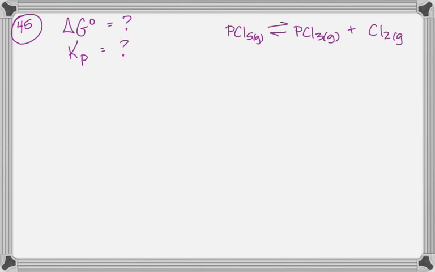Let me get my information written down. It says calculate delta G and the Kp for the following equilibrium reaction: PCl5 yields PCl3 and Cl2. That's A.